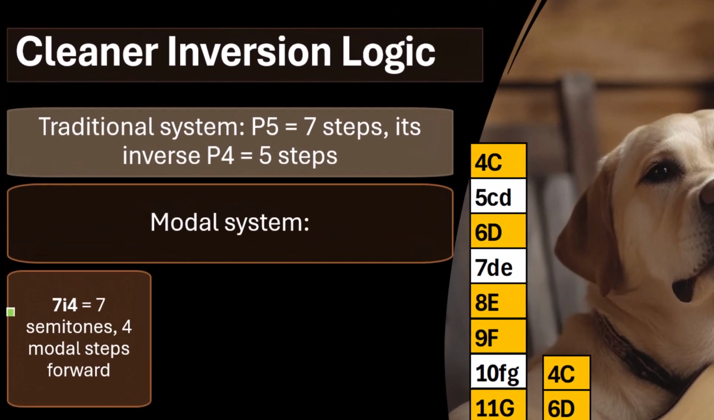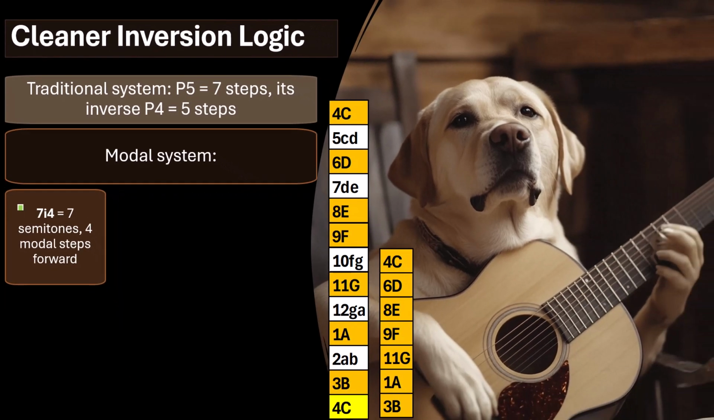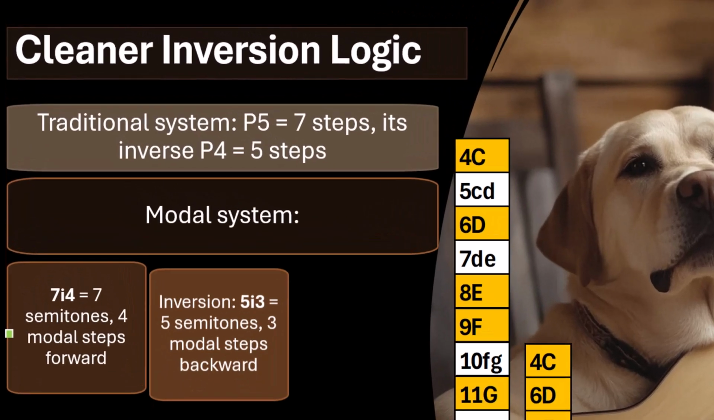But if I had a 7I4, which is 7 semitones away from the Ionian node and 4 modal steps forward, which would be the 5th scale degree, it tells you the 7 up front, and it's 4 modal steps forward, which would be the 5th scale degree. Scale degree is always off by 1.